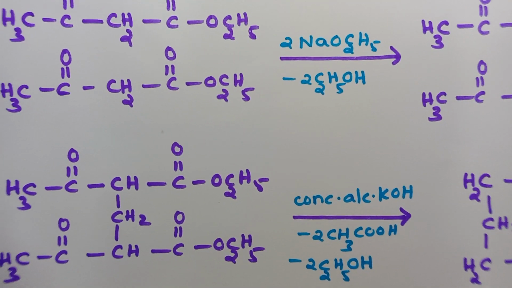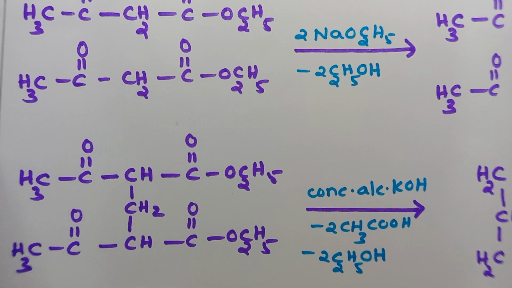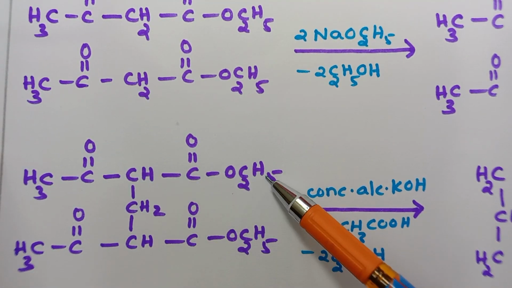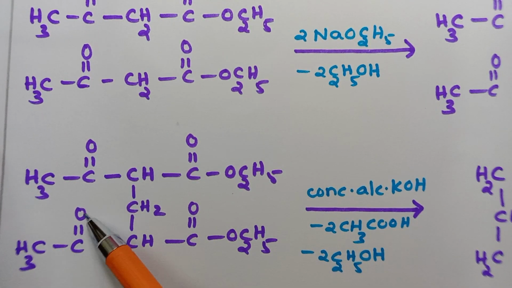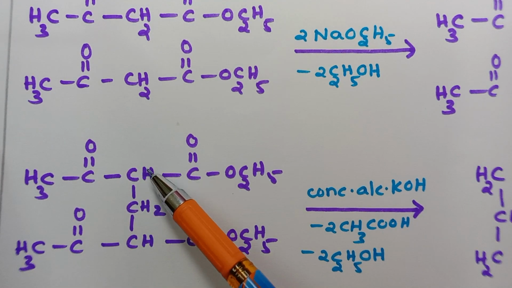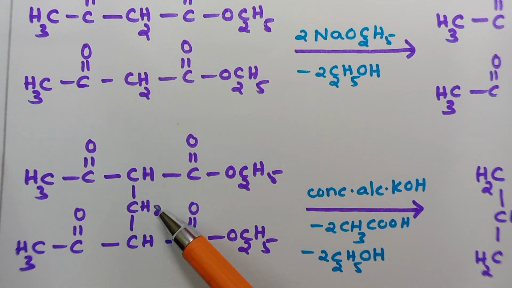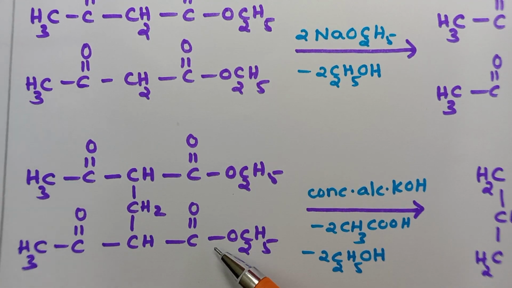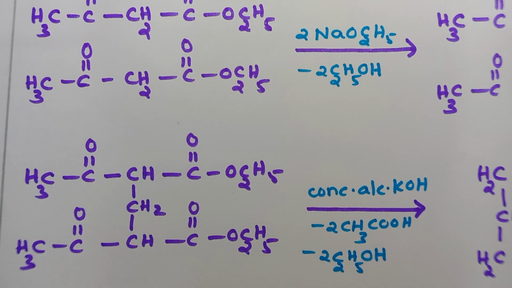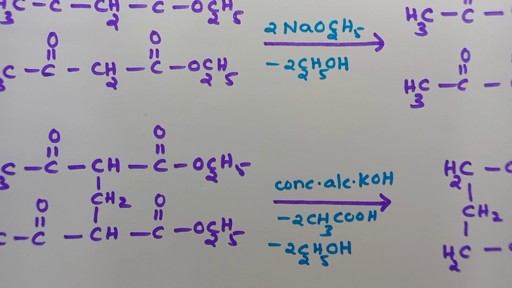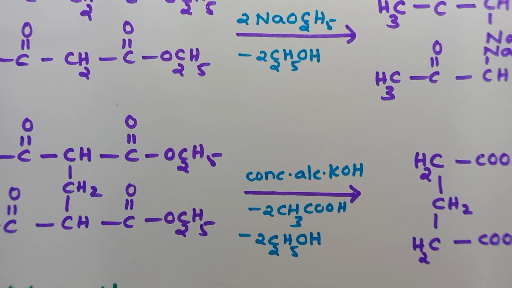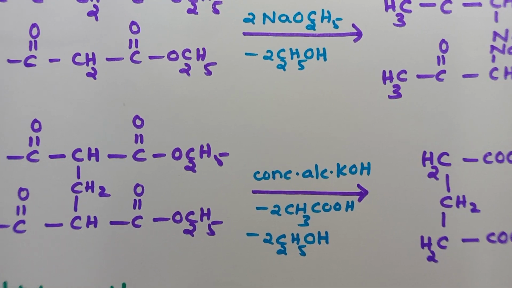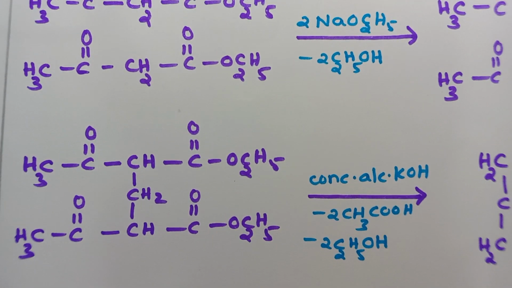Come, let us see the next compound. So, CH3, C double bond O, CH, C double bond O, OC2H5, CH3, C double bond O, CH. Look here. Between these 2 carbons, now there is a methylene group CH2, C double bond O, OC2H5. So, next is the final step. Concentrated alcoholic KOH. Hydrolysis will be taking place. So, I will break the bonds and show you, students.